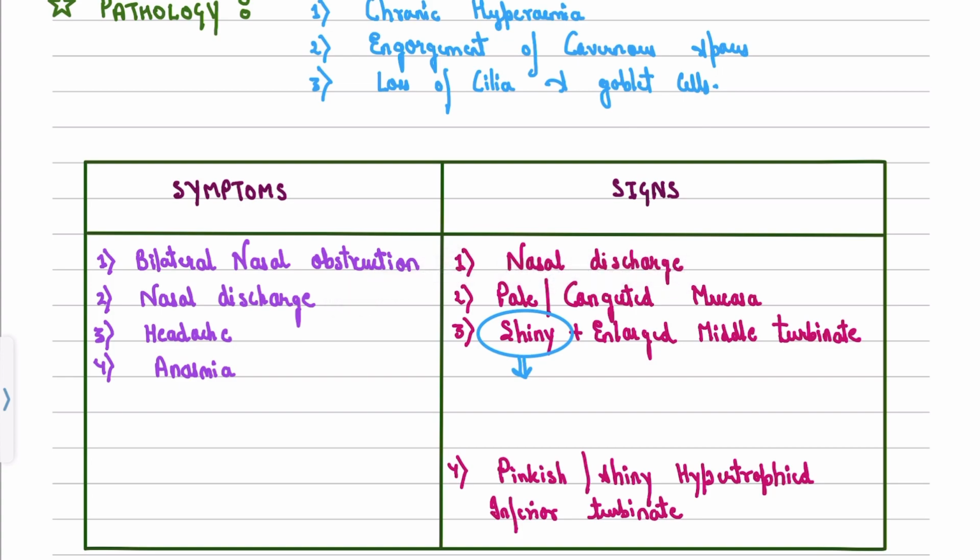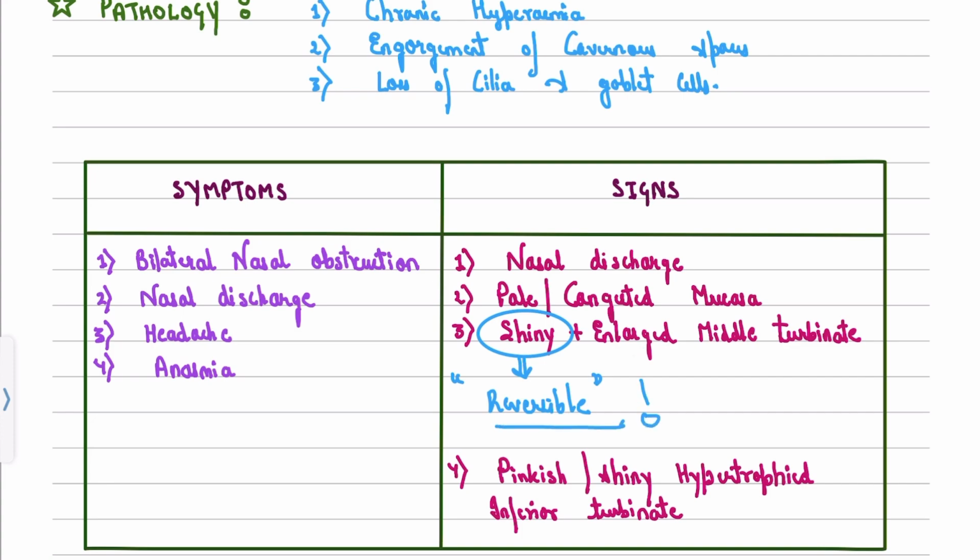On anterior rhinoscopy, we are going to see pale or congested mucosa. Next, we will see shiny and enlarged middle turbinate. There is some sort of enlargement in the middle turbinate because of chronic inflammation. When we say the middle turbinate is shiny, it means the damage is still reversible. If it is not shiny and it is enlarged, then it is permanent. Whereas if it is shiny and enlarged, then the condition is somewhat reversible in nature.